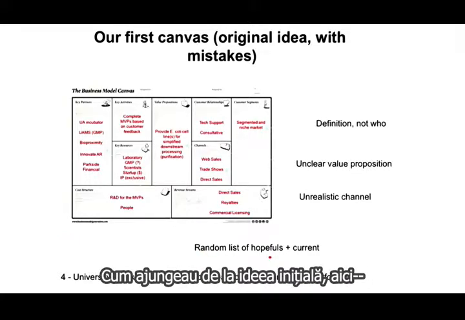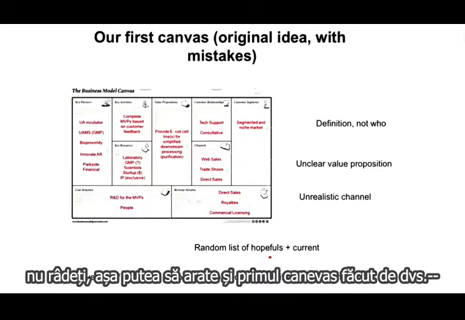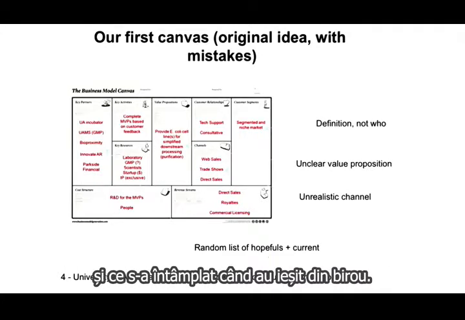And for partners, they just said, well, when we look at it now, it really kind of looks like a random list of hopefuls. So let's see how they got from something that started over here, which you shouldn't laugh because your first canvas might look like this, and what happened after they got out of the building.